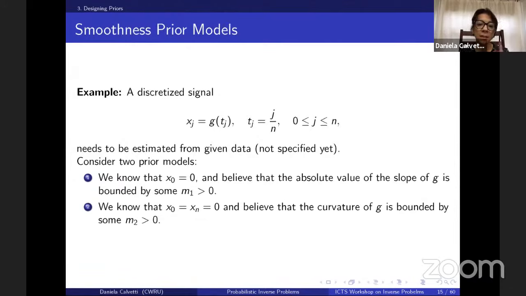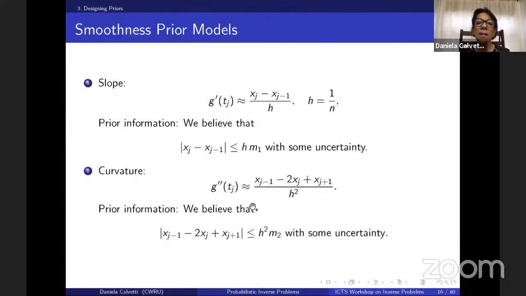And that's one scenario. Second scenario is I have a different assumption about my unknown signal. I know, and here I have no probability, I know for sure that in the beginning and in the end, the signal is 0. And now I have also the belief that the curvature of the signal at any point in time is no larger than an m2 that is greater than 0.